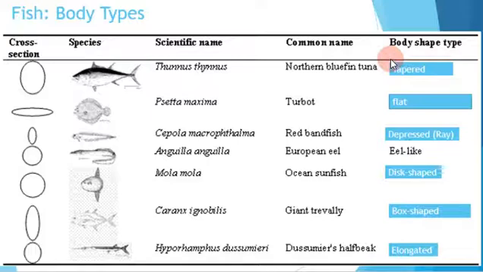All right, so do we have 7 different shapes of fish written down? I've got tapered, flat, depressed, eel-like, disc-shaped, box-shaped, and elongated. I only counted 7.